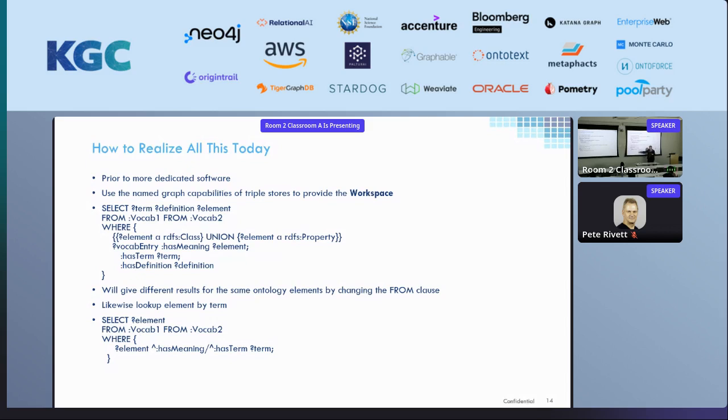And likewise, this is an example of looking up an element. So starting with the term, looking up which element this term refers to. So again, we've got the vocabularies in scope that determine the context for that term. Then we're doing the inverse of these at the same properties. So effectively, we're starting from a term, going to the vocabulary entry that has the term, and then to the meaning, back to the element. So this is effectively going in the other direction, using the inverse of the properties.